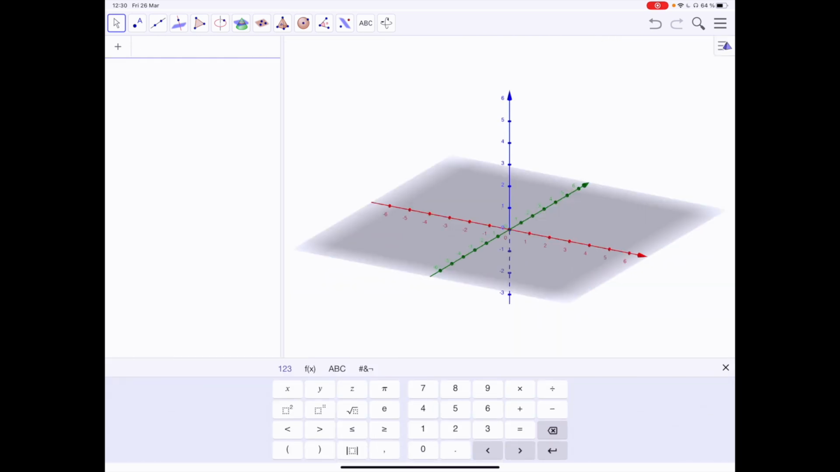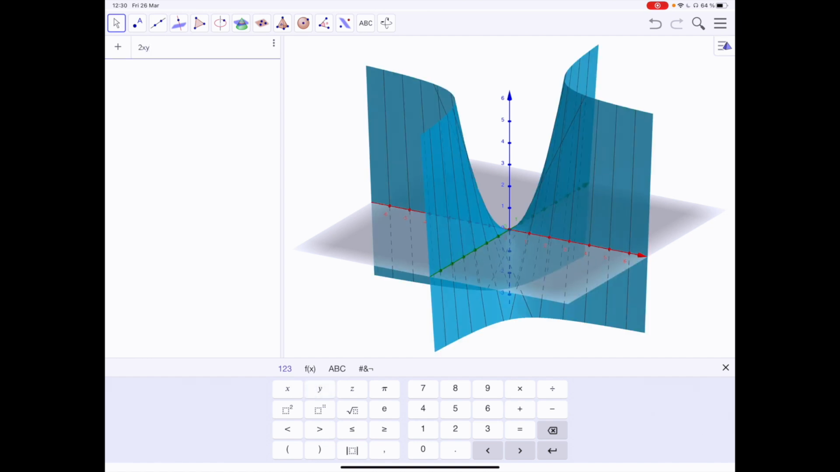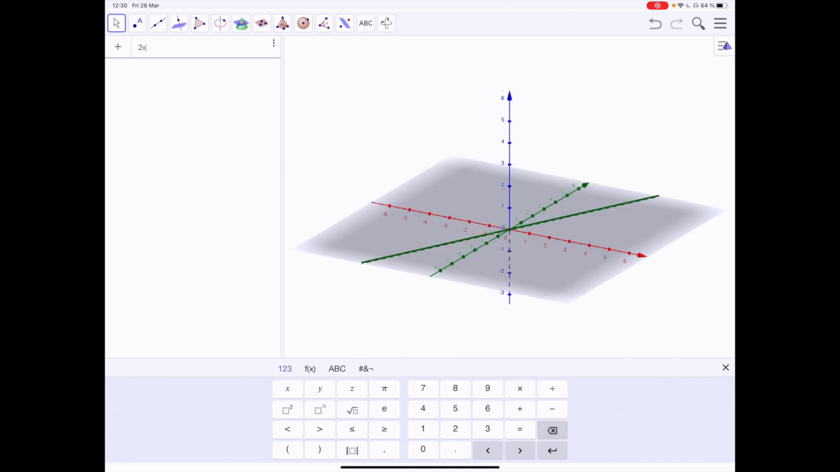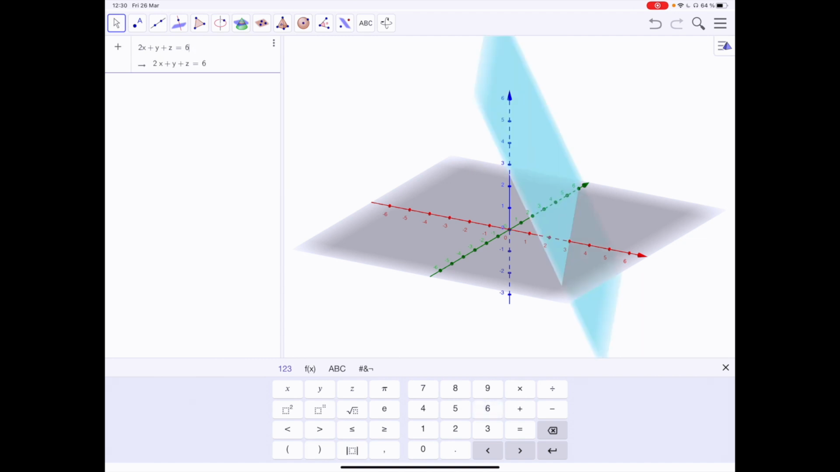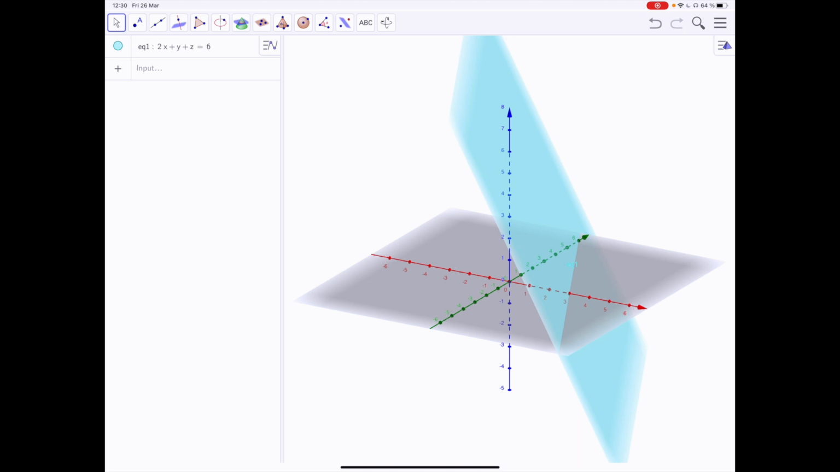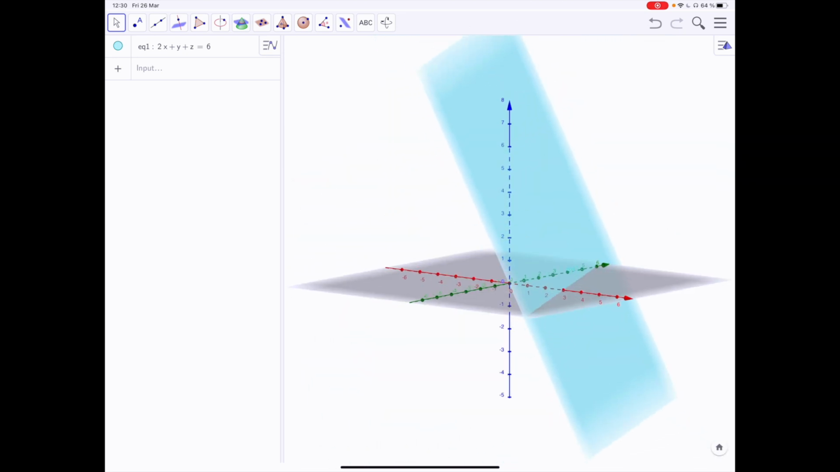Then I go here and I will type that equation, 2x plus y. It is a little bit hard to do it with the Apple Pen, but I will do my best. I have to put plus y, and then plus z equals to 6. So this is one plane, as you see. Oh, so okay, I put equal to 0.